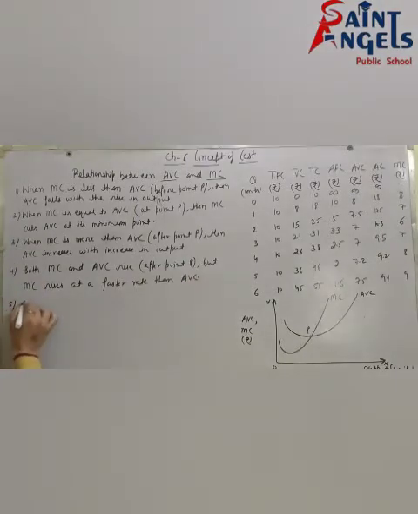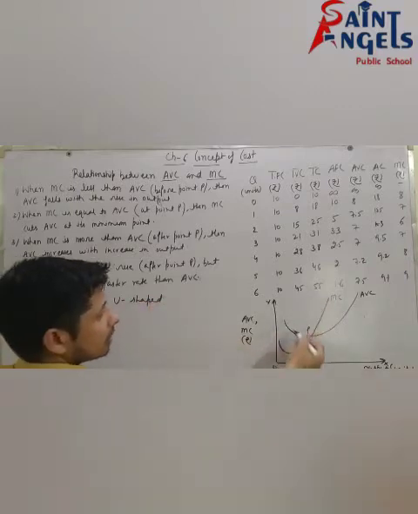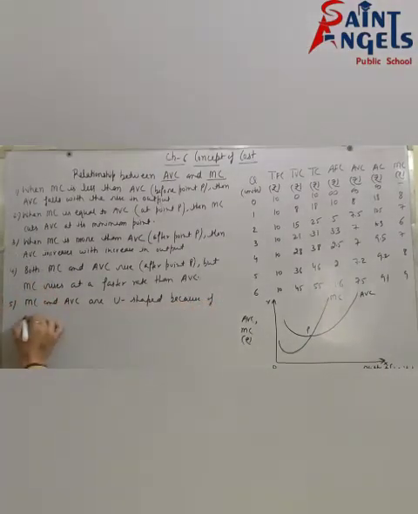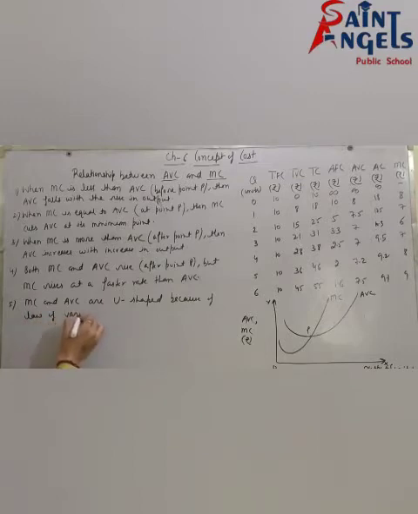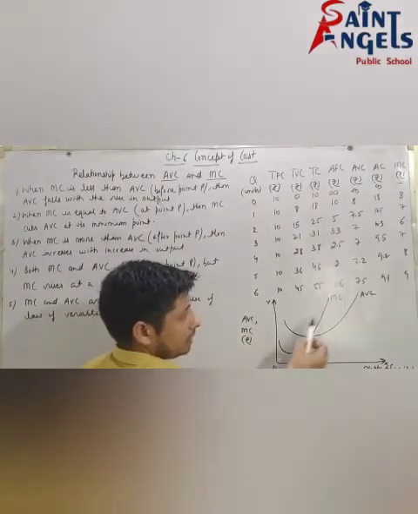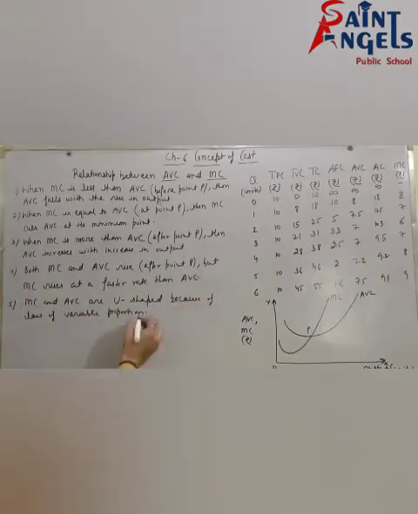See fifth point. MC and AVC are U-shaped because of the law of variable proportion. Now see, AVC and MC are U-shaped because of the law of variable proportion.